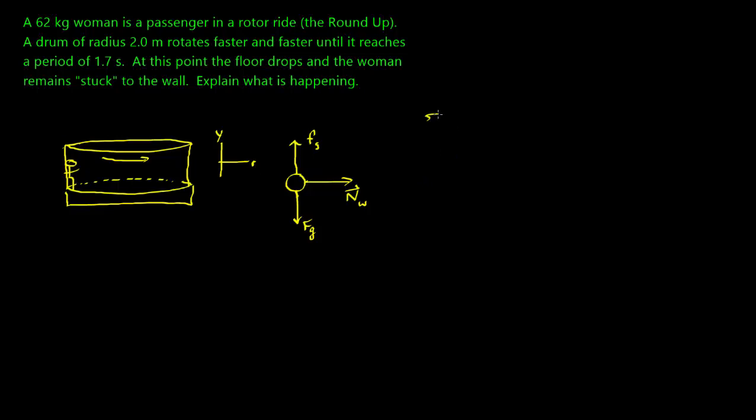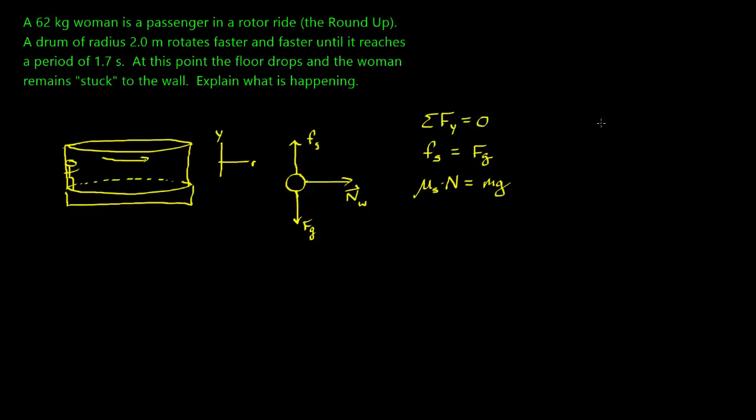So the net force in the Y direction is 0 in this case. She's not moving up and down. So what we can see is that the friction force is equal to the force of gravity. And then the friction force, to calculate that, that would be the coefficient times the normal. So let's see, the coefficient of static friction times the normal force is equal to mg. Okay, but the normal force is centripetal.